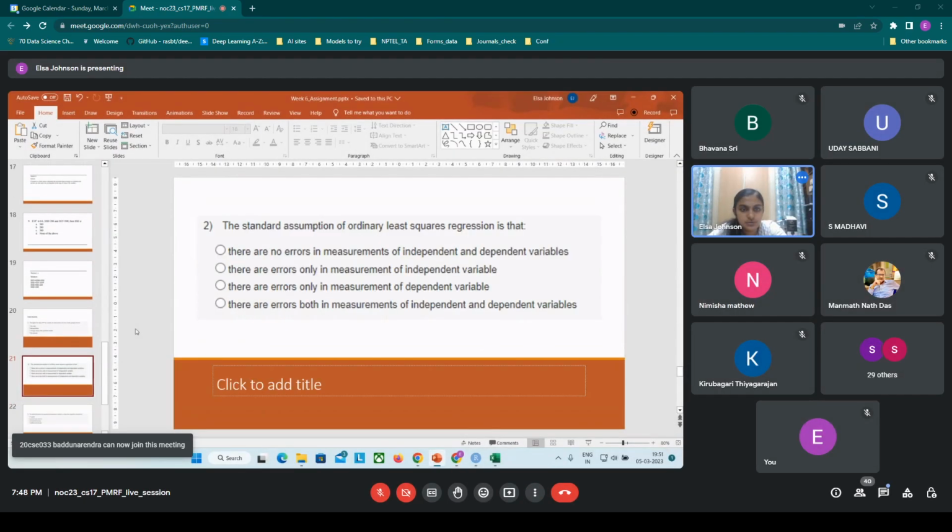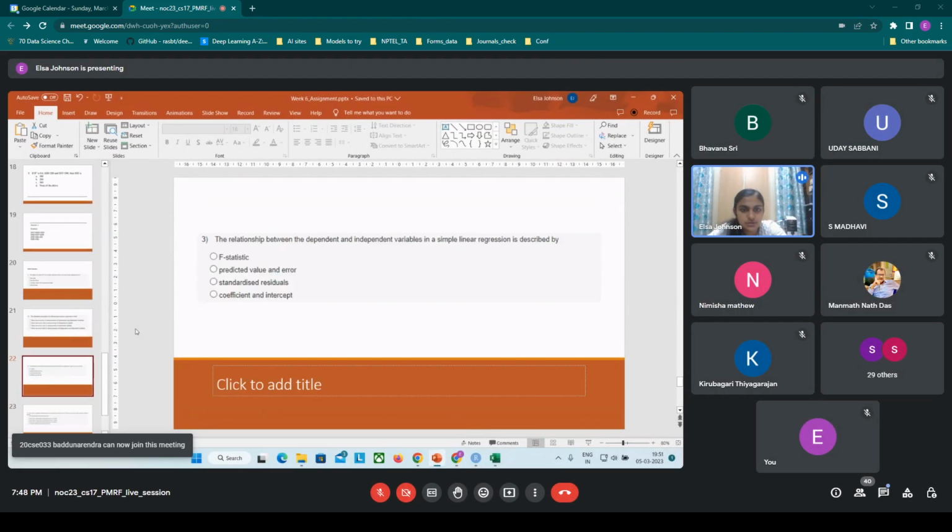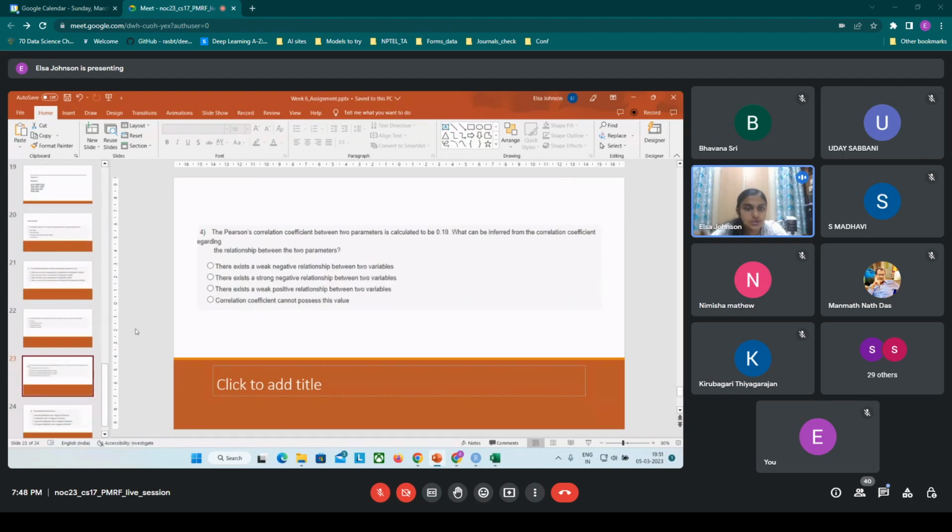I think we covered this one and this one also. You have seen the Pearson's correlation coefficient in your videos. It is calculated to be 0.1. So what can be inferred from the correlation coefficient regarding the relationship between the two parameters? Can you answer this question?